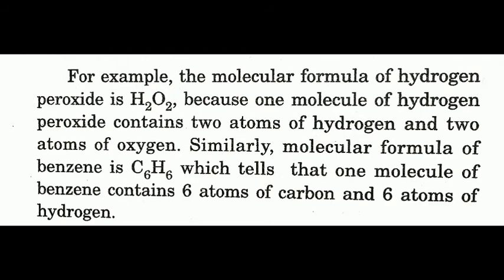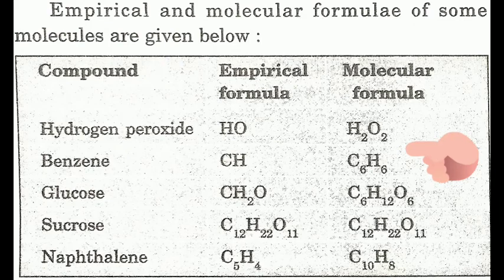And similarly, take the example of benzene. The molecular formula for benzene is C6H6, which tells that one molecule of benzene contains 6 atoms of carbon and 6 atoms of hydrogen. And here is a table in which you can see the name of the compound, its empirical formula, and the molecular formula.